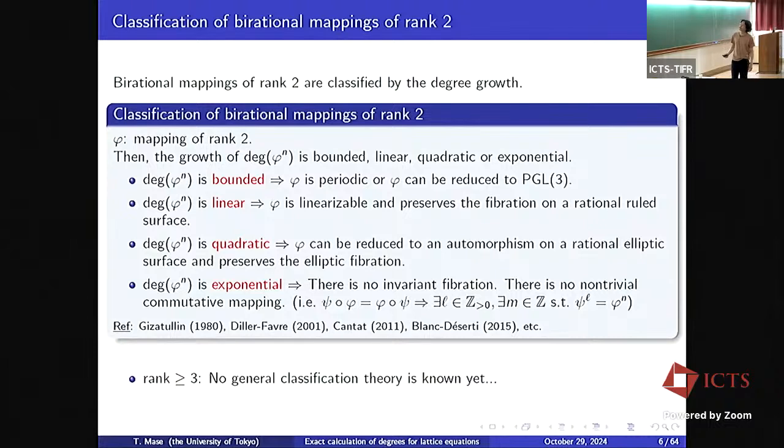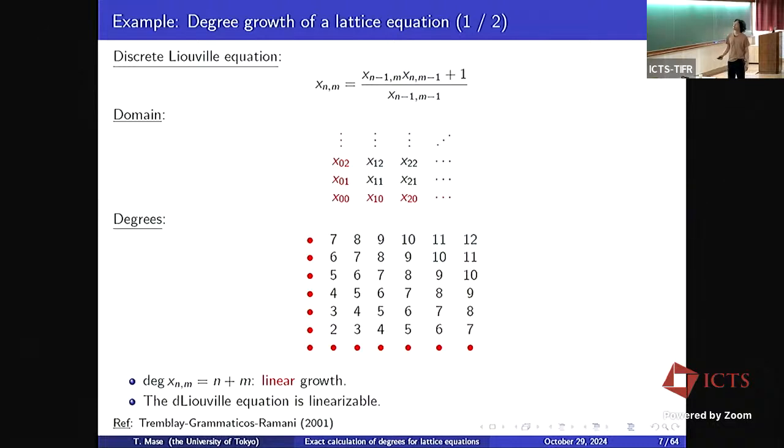But if the rank is 3 or more, no general classification theory is known yet. But today's main topic is not mappings. Today's main topic is lattice equations. So let's think about the degree growth of a lattice equation on this example. This is called a discrete Liouville equation.